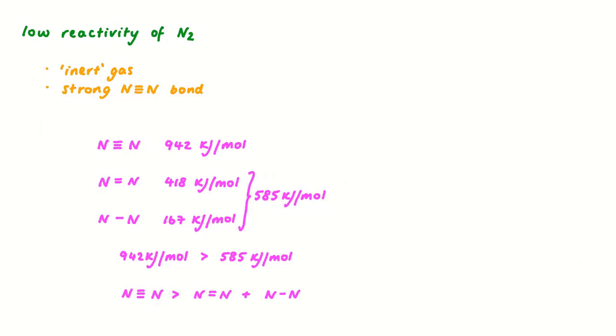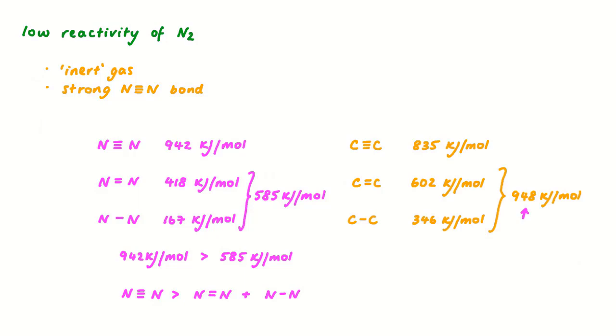combinations. We can compare this with carbon, which we know forms double and single bonds more frequently than it forms triple bonds. Here, the bond enthalpy for a carbon-carbon double bond and single bond combined is more than the bond enthalpy for a carbon-carbon triple bond. So just from this data, we would expect carbon to form more double and single bonds.